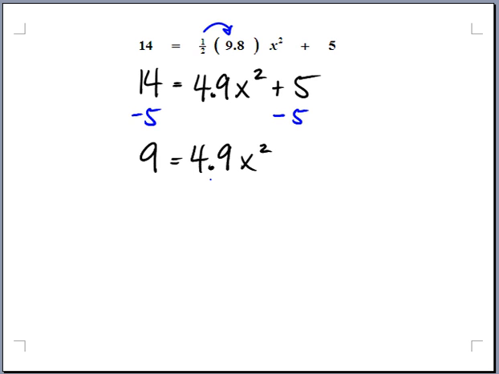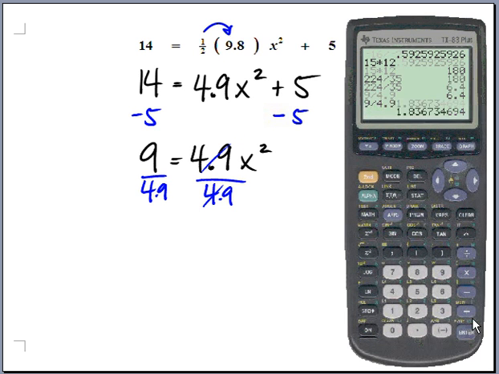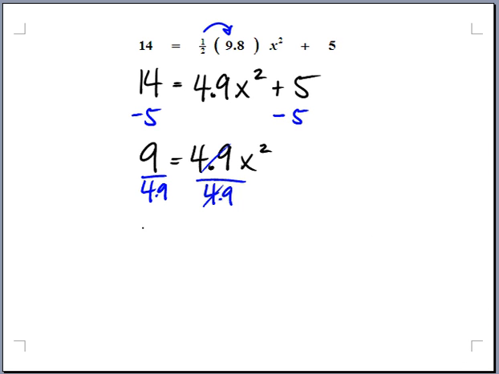Divide both sides by 4.9. That's going to cancel. Let's grab our calculator for that division. 9 over 4.9. I'm going to leave that number on my calculator, but write down a couple of decimal places. 1.837. Now I don't want to use that number because it's rounded, and I have one more step here. I'm going to use the answer button on my calculator.